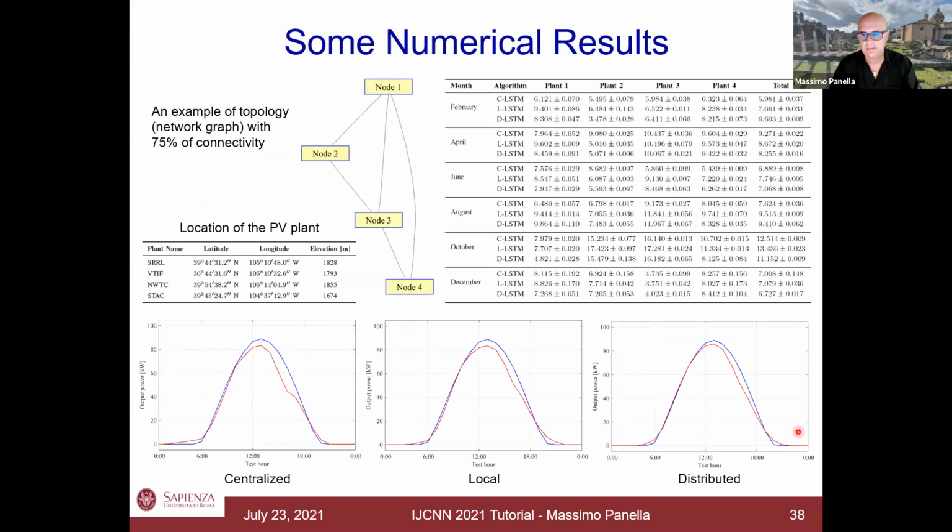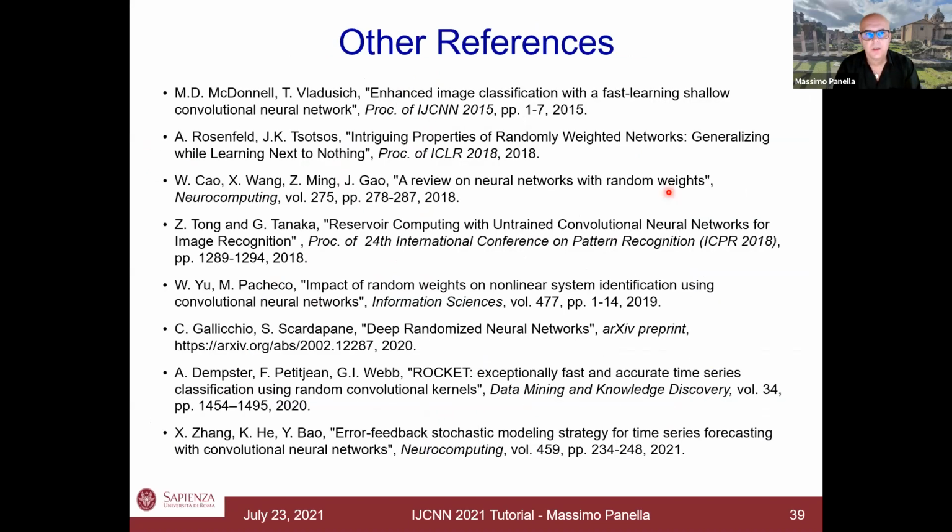But we demonstrated that also in this case, we proved that the distributed approach is better than the centralized and the local one, okay? By using the same problem. Here is represented a typical database of a photovoltaic power plant at Oak Ridge in Tennessee, USA, made of 4 nodes. This is a typical graph for 75% of connectivity. Okay. Just to conclude, these are other references in addition to the ones based on our publications.